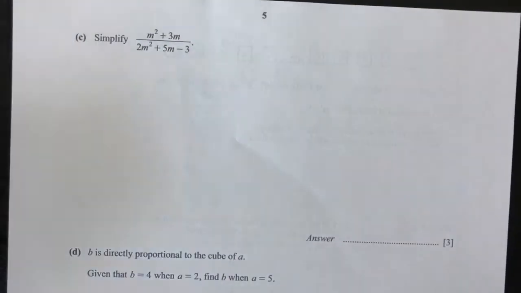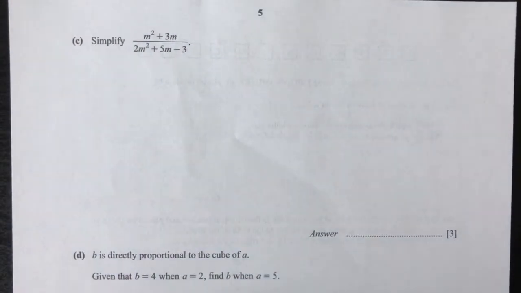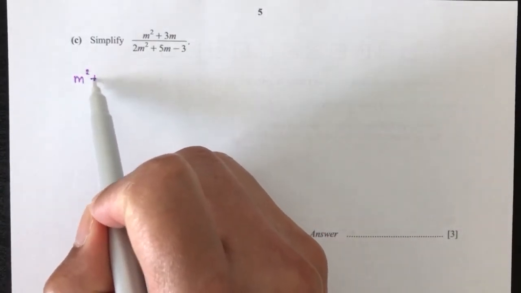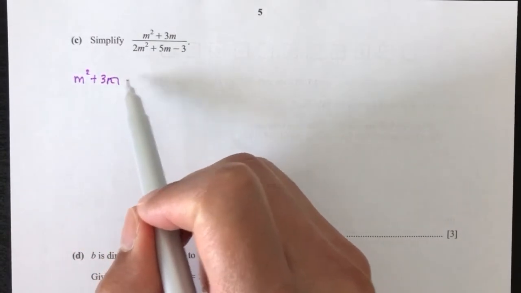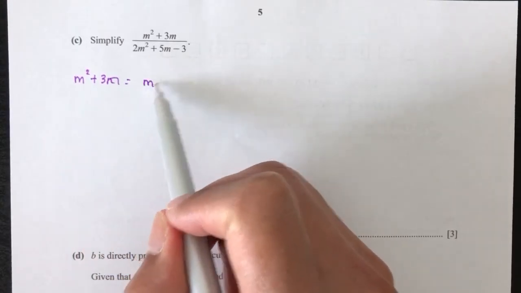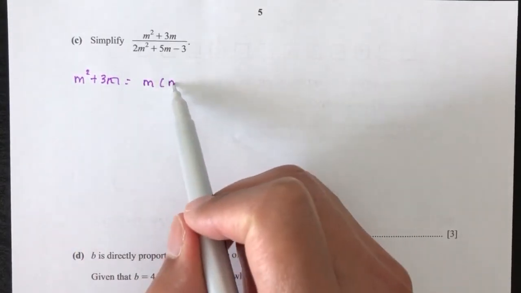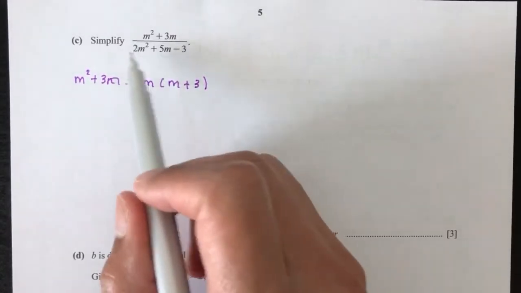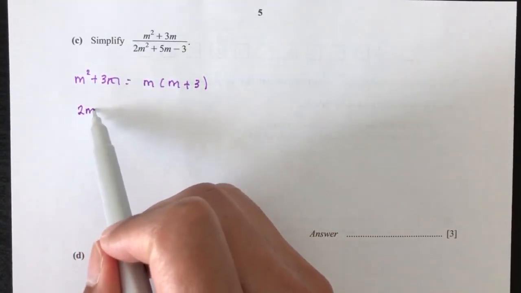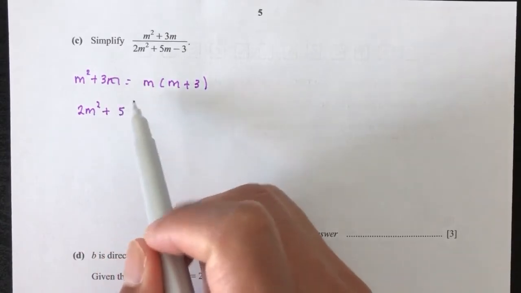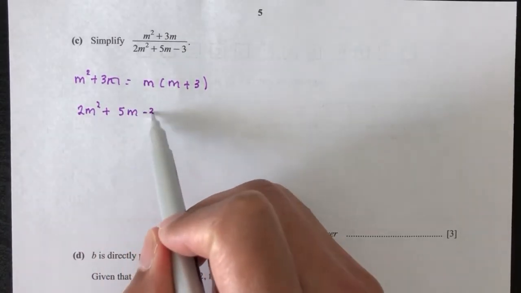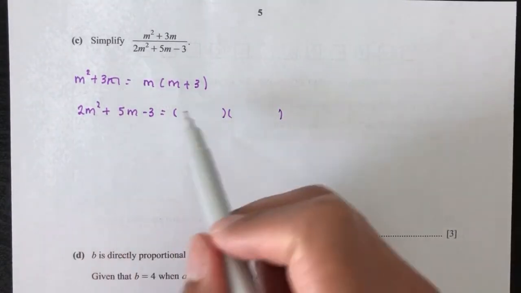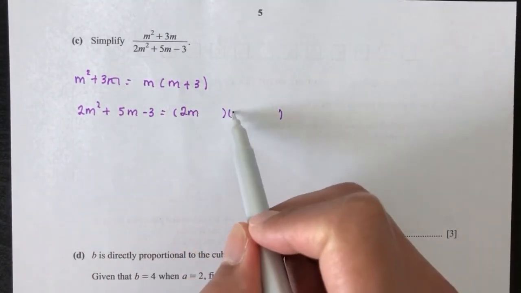Now moving on to part C. Here we have to simplify this fraction. So let's look at one by one. The top is m squared plus 3m. So what is common? m is common. We take m out, we have m plus 3 remaining inside. So that's the top one. How about this one? 2m squared plus 5m minus 3. So let's factorize this one. So what is 2m squared? 2m squared is 2m times m.